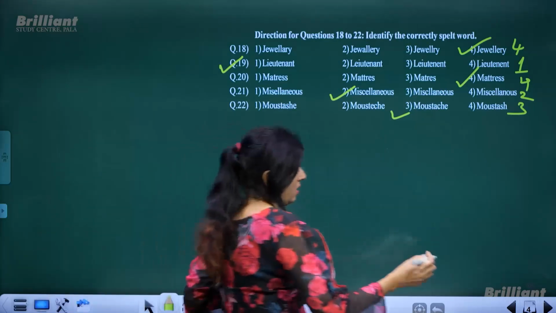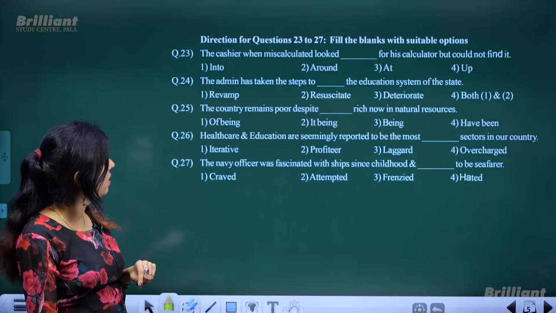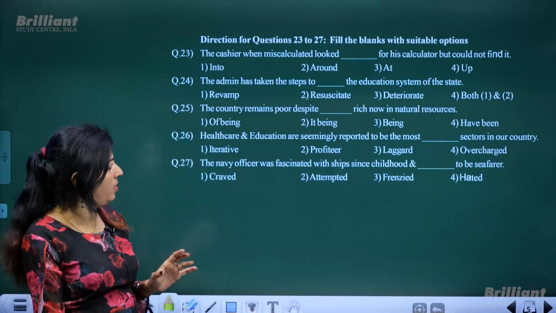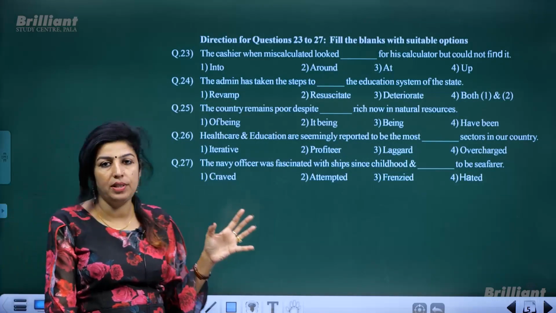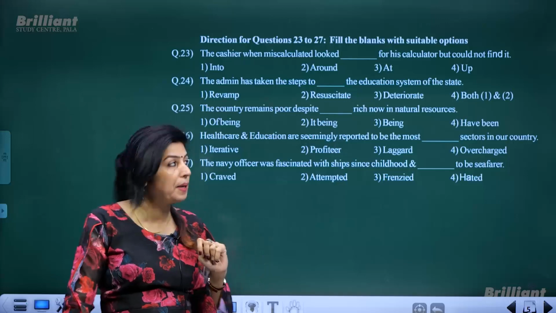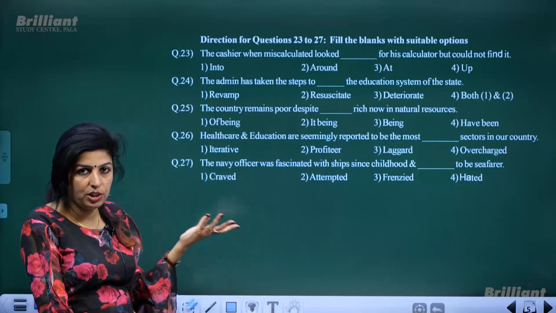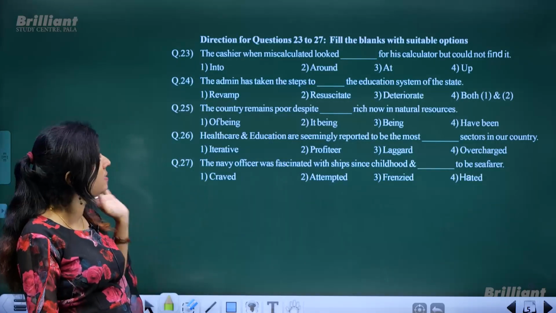Okay. Now we will go to the next set of questions. So here questions from 23 to 27. You have to find out the word with which you can fill up the blanks. Okay. So it could be preposition, it could be a word with which you can fill it up. So whatever be that, let us see the options, let us see the questions.